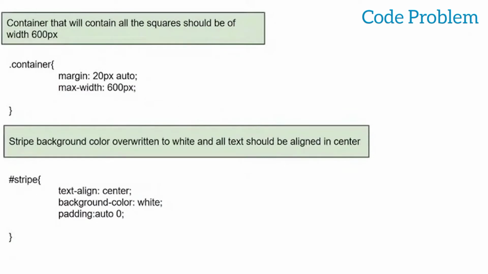The container, again we will apply some CSS to it, margin 20 pixel, auto, max width, right? Then the stripe, the text align will be center, background color will be white, and the padding will be 0. This is all the styling that we are doing.